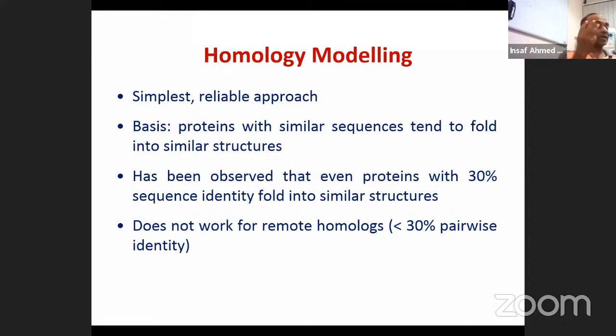I told you about three methods: homology modeling, threading, and ab initio. Homology modeling is the simplest reliable approach. Proteins with similar sequences tend to fold into similar structures. It has been observed that even proteins with 30% sequence identity fold into similar structures. It does not work for remote homologs, that is, below 30% pairwise identity.